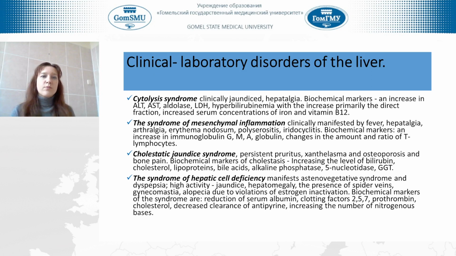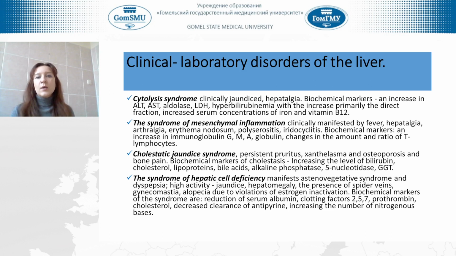Cholestatic jaundice syndrome: persistent jaundice, xanthelasma, osteoporosis and bone pain. Biochemical markers of cholestasis: increased levels of bilirubin, cholesterol, lipoprotein, bile acids, alkaline phosphatase, 5-nucleotidase, and gamma-glutamyl transpeptidase. The syndrome of hepatic cell deficiency manifests with intoxication syndromes and dyspepsia.